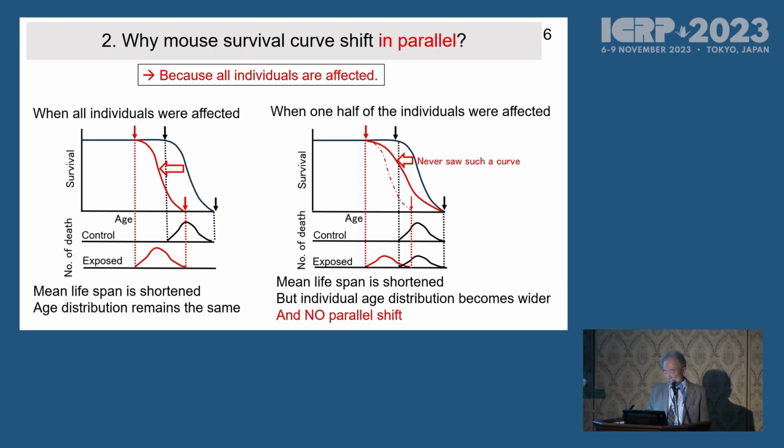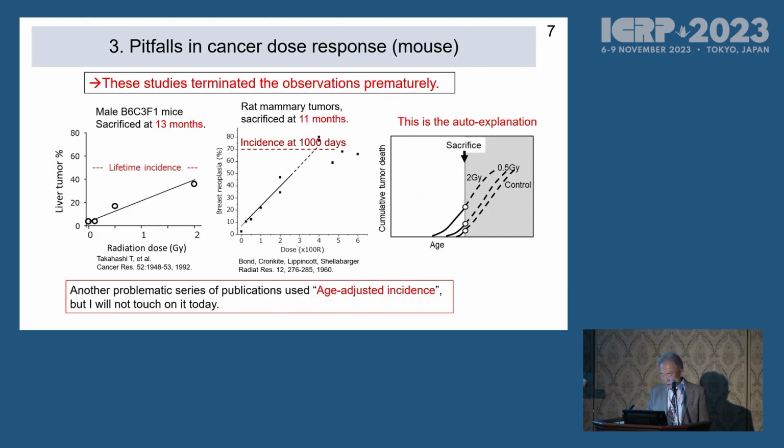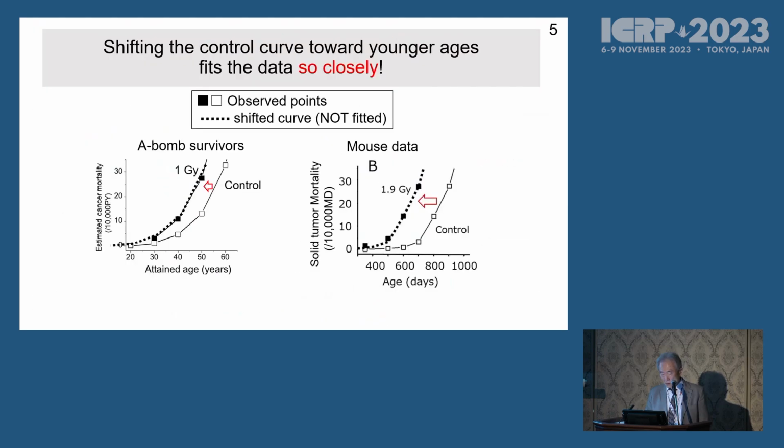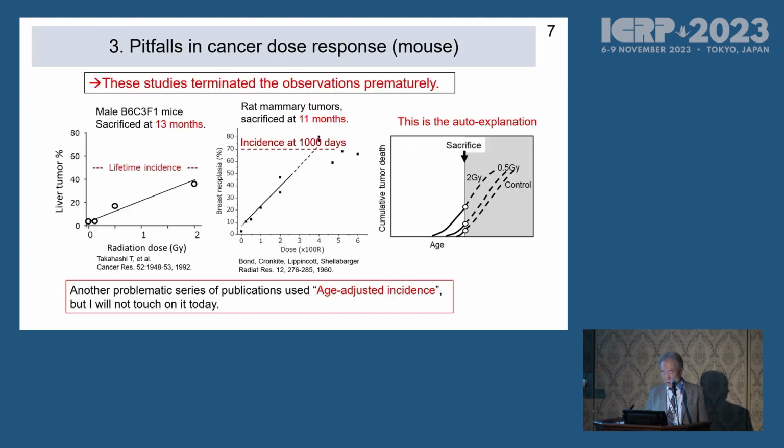Oh, I'm sorry, I probably missed some data. Past animal data shows mostly the survival curve shifts toward the younger ages in parallel. The slope does not become shallower as indicated in the previous slide.